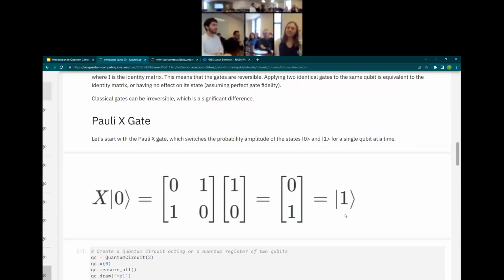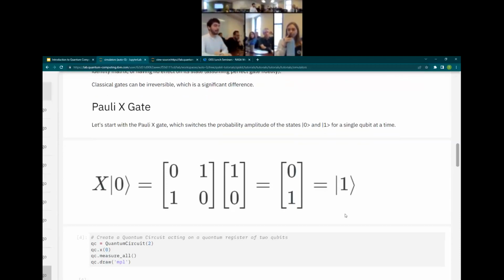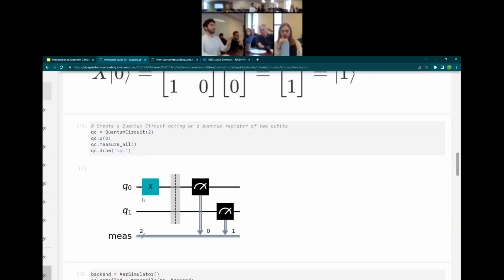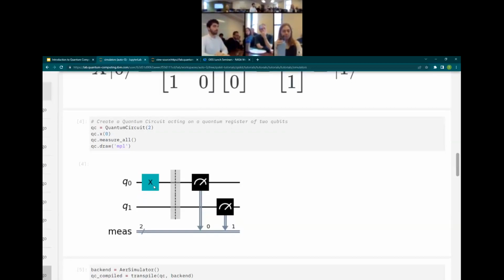And so what you can see is that it's flipping the 0 state to the 1 state. It would also flip the 1 state to the 0 state. Very basic. Classical computers do this every second. There's nothing really quantum going on there yet. So you can see here that you can apply the X gate to the circuit that we built before, giving us a new quantum circuit. And now we should expect somewhat different results.